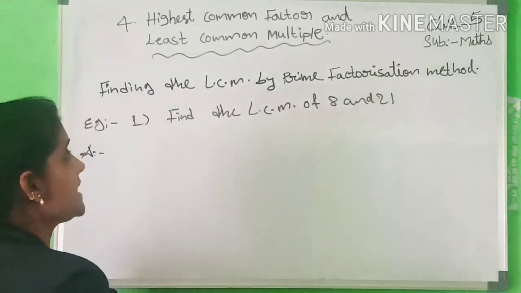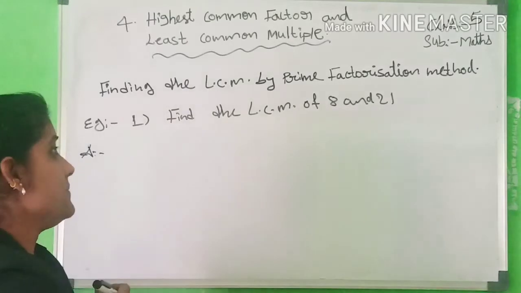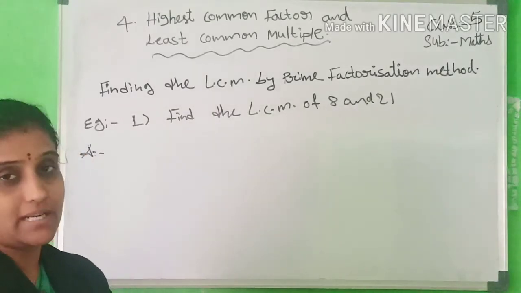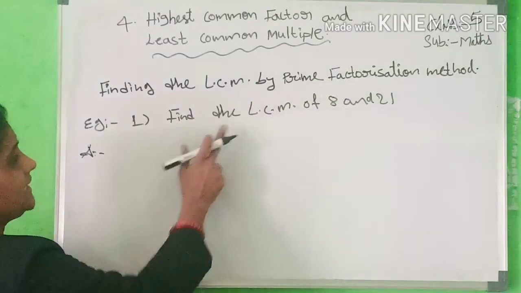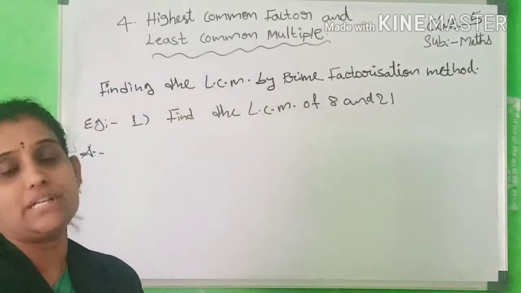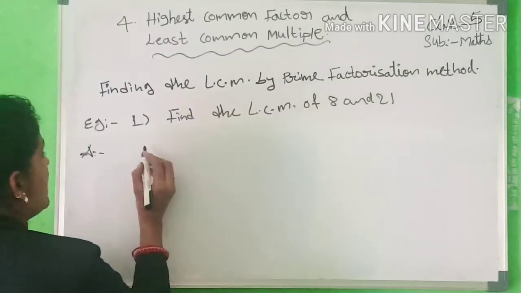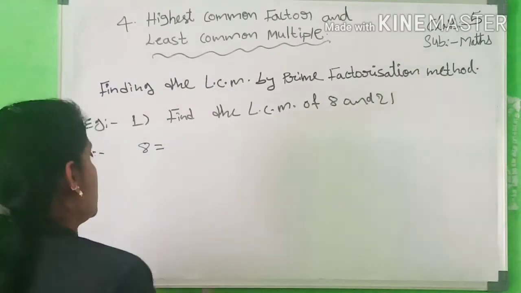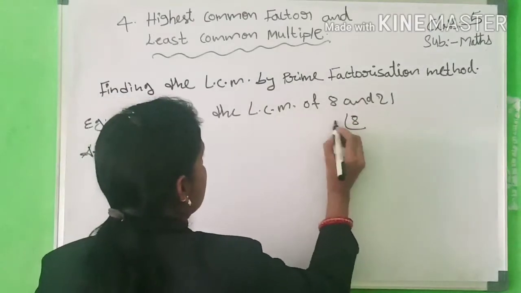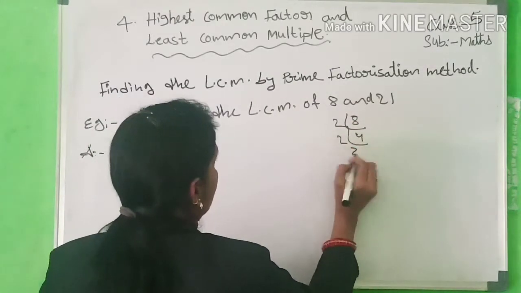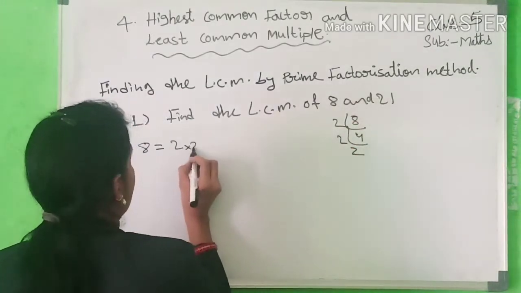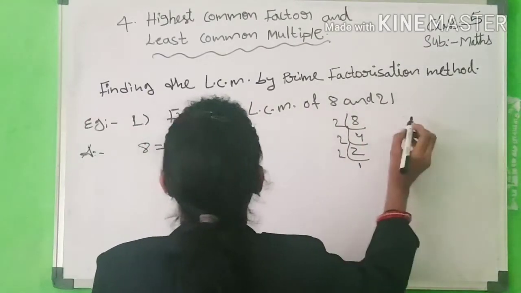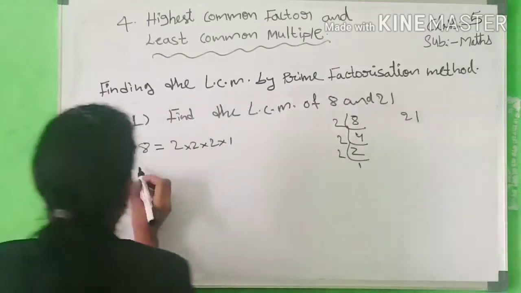Okay children. Second method. What is the second method? LCM by prime factorization method. Example, find the LCM of 8 and 21. First of all, you have to find the prime factorization of 8. What is the prime factorization of 8? 2 fours are 8, 2 twos are 4, 2 ones are 2. So 2 into 2 into 2 into 1.